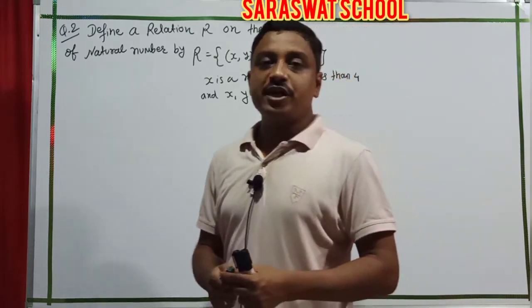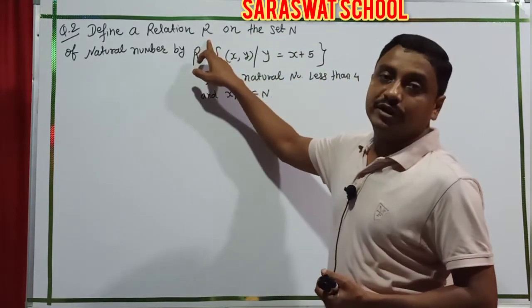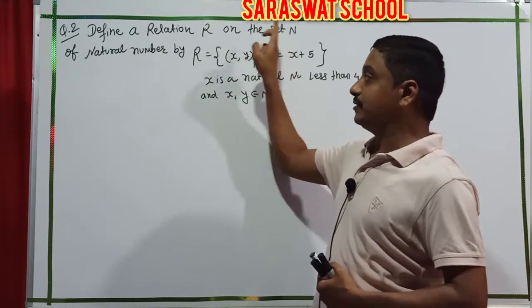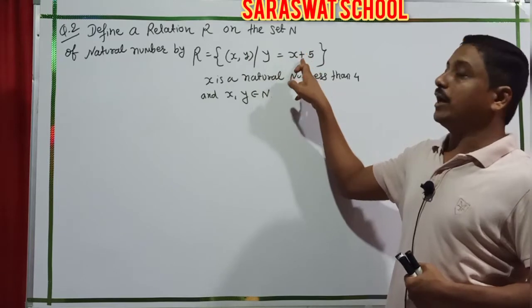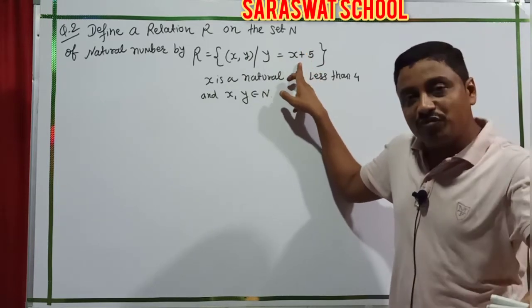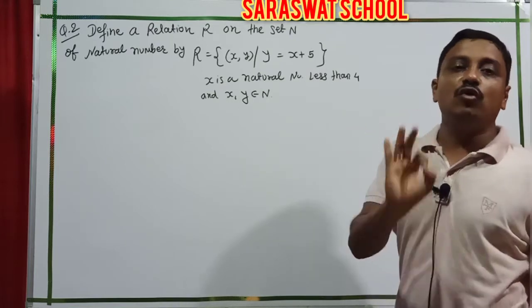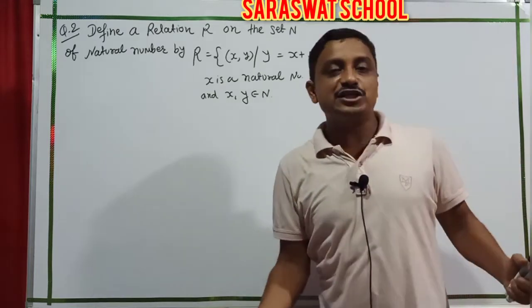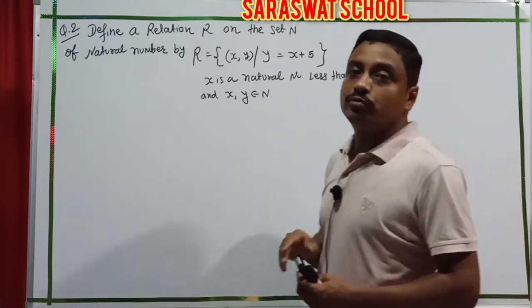Now students, going to question number 2. Define a relation R on the natural numbers N. The relation R is (x, y) where y is equal to x plus 5. It is a linear equation, where x is a natural number less than 4. Less than 4 natural number means 1, 2 and 3, and x, y belong to N.